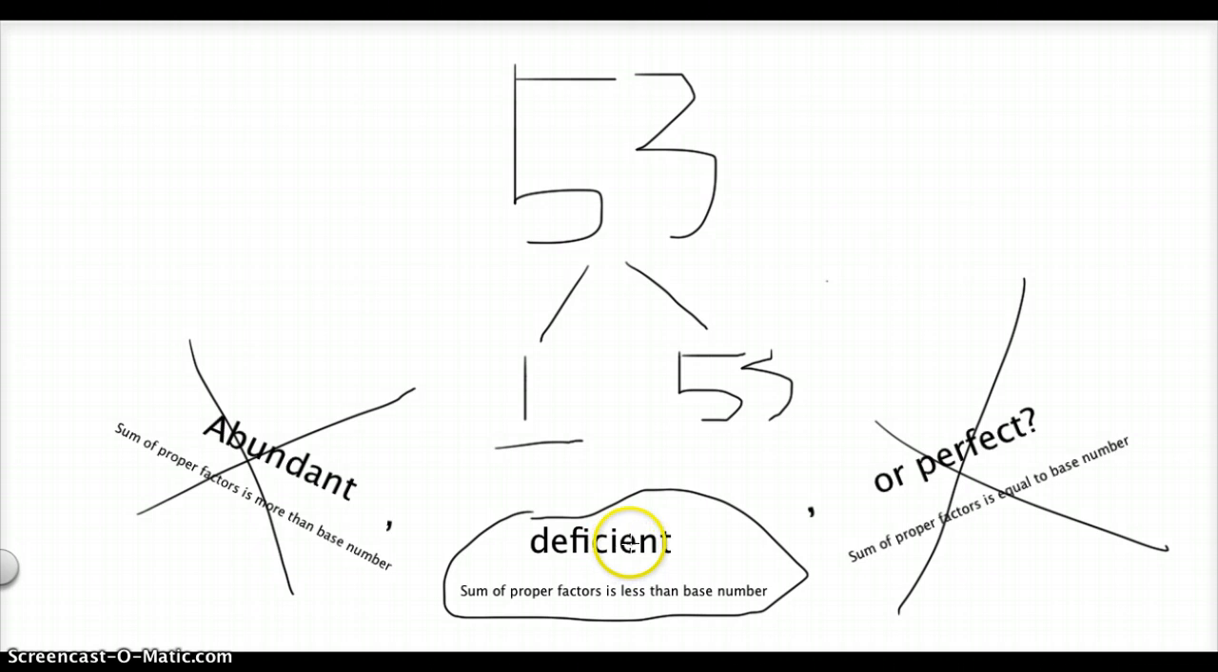Deficient? Get it? 53 is not efficient with his time. Okay, that was a bad joke.